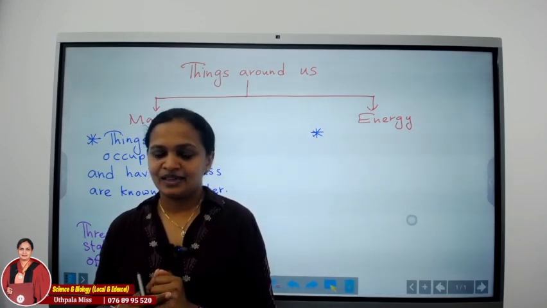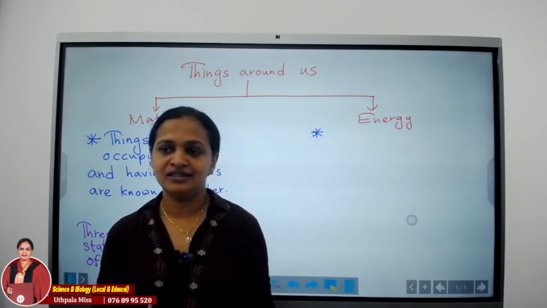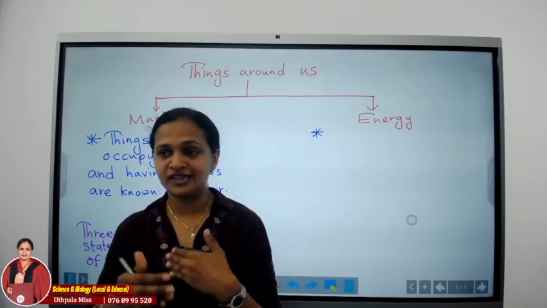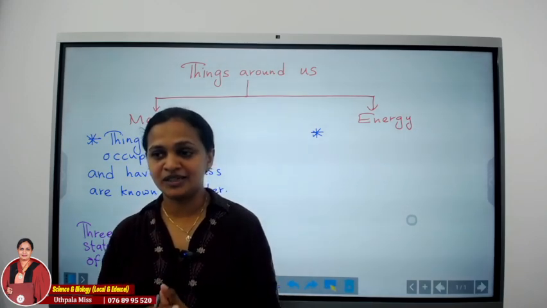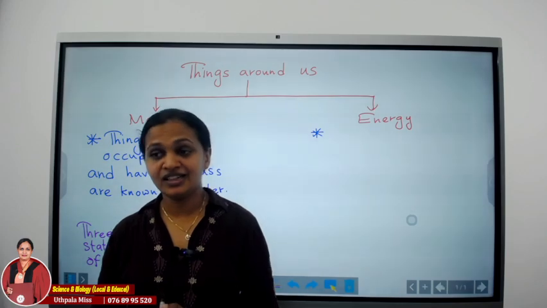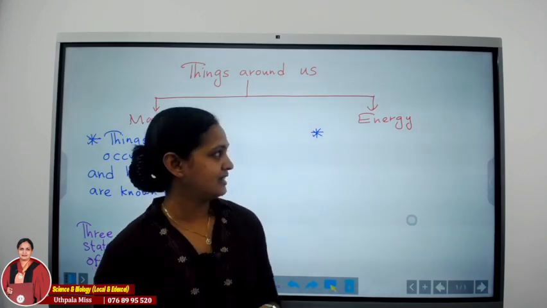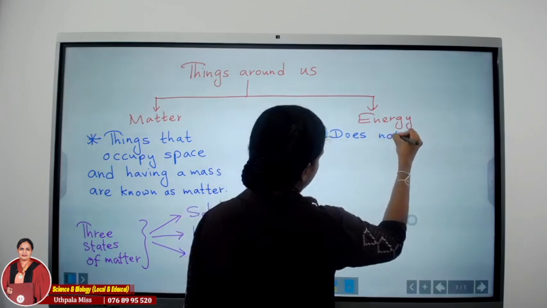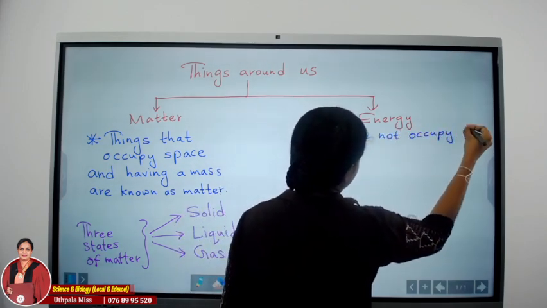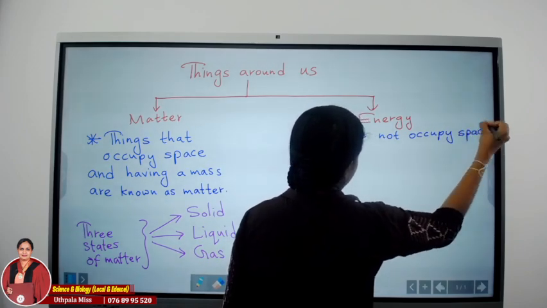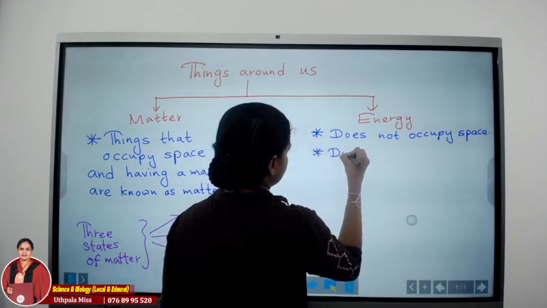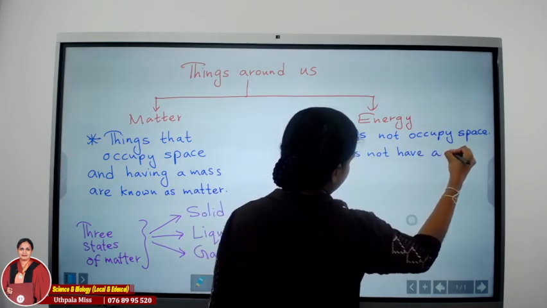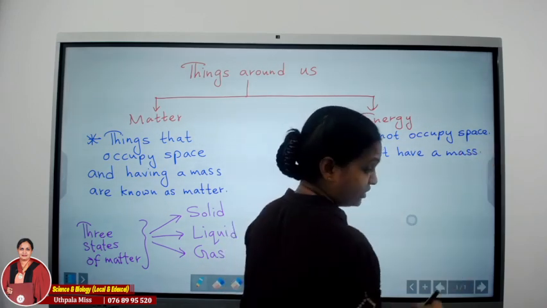Then when the water is flowing, that flowing water has a particular energy, right? Flowing water is used to rotate the turbines, right? Because it has a particular energy. There are different forms of energy, and we can say energy does not occupy space and does not have a mass. Teacher, but energy needs an action. Yes, energy is needed to do a particular action.